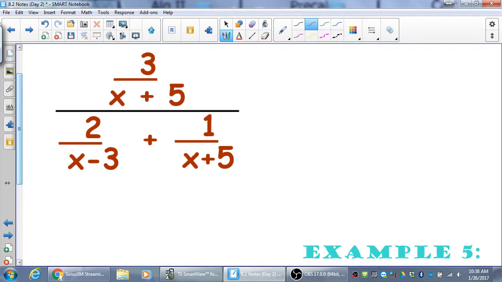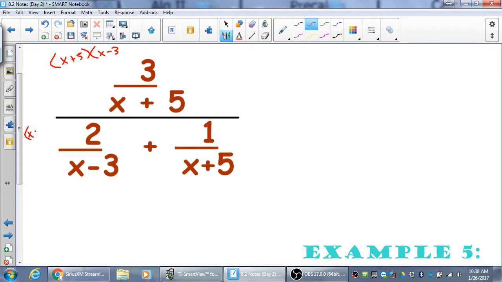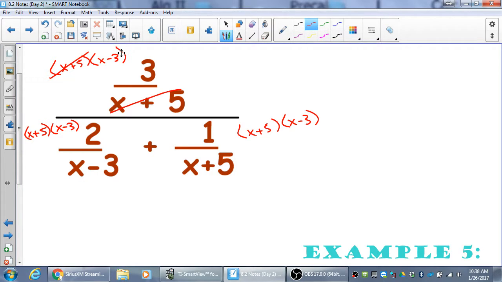We only have 2 unique little denominators. We have x plus 5 and x minus 3. And we're going to use that 3 times. Really, I'm multiplying the top and bottom by that, but I'm distributing on the bottom, which means we reuse it for this one. Now, the whole point of this is that this is going to cancel out that little denominator. And we're left with a little bit of math to do.